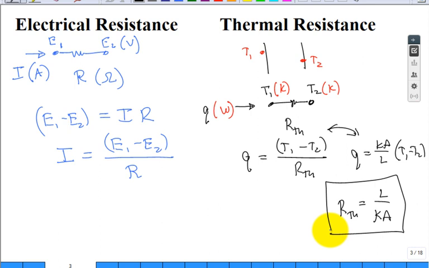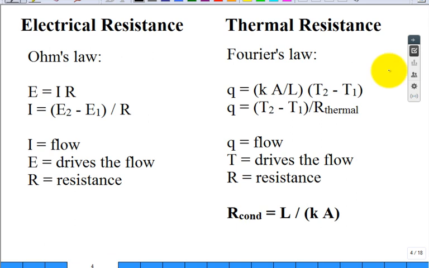There you go. And then what is L? Thickness, right? Isn't this L? What is K? Thermal conductivity of the material. What is A? The cross-sectional area that the heat is perpendicularly flowing through. All right, very good. So here it is worked out in print, what we just covered.